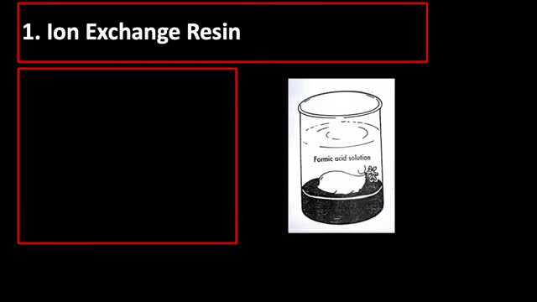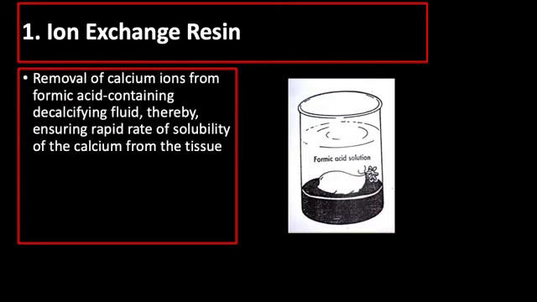So there are also other techniques of decalcification aside from the acid decalcification and use of chelating agents. So what are the other techniques of decalcification? So first is ion exchange resin. So it is used for removal of calcium ions from formic acid containing decalcifying fluid, thereby ensuring a rapid rate of solubility of the calcium from the tissue. So there is reduction in the time of decalcification.